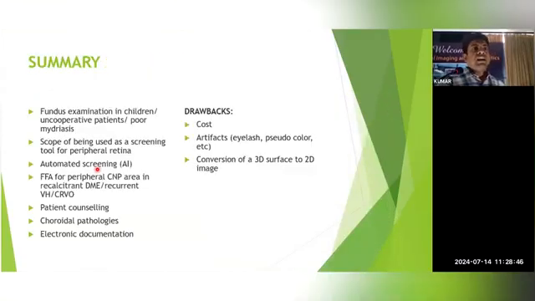So to summarize, wide field imaging is useful for fundus examination in children, uncooperative patients, and poor mydriasis. It has scope of being used as a screening tool for the peripheral retina, as I have shown in multiple examples, and automated screening in various studies, and telescreening is being used. Patient counseling is very important, and also documentation.